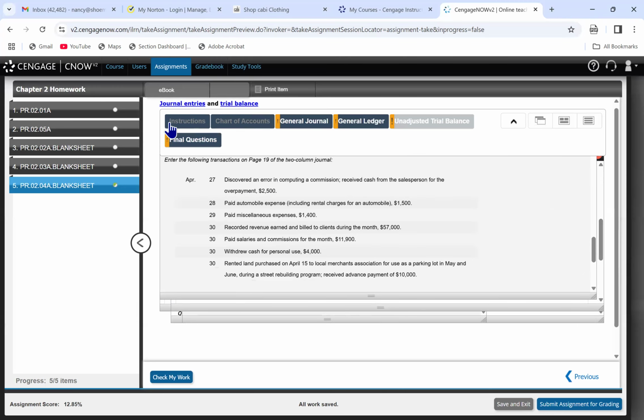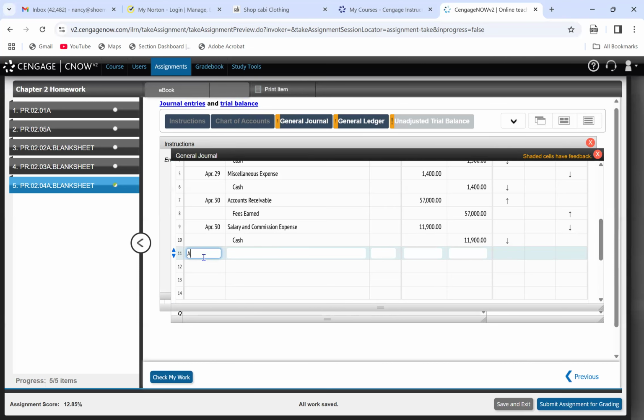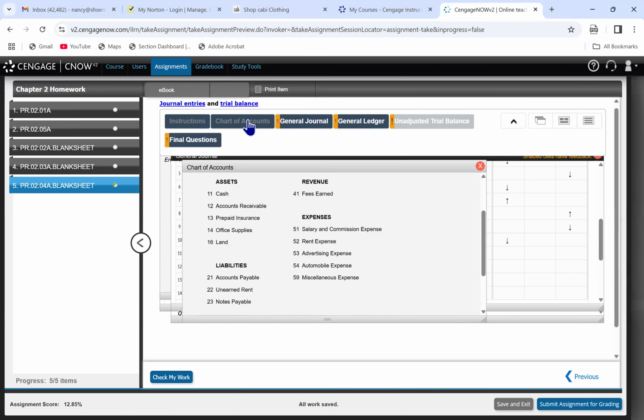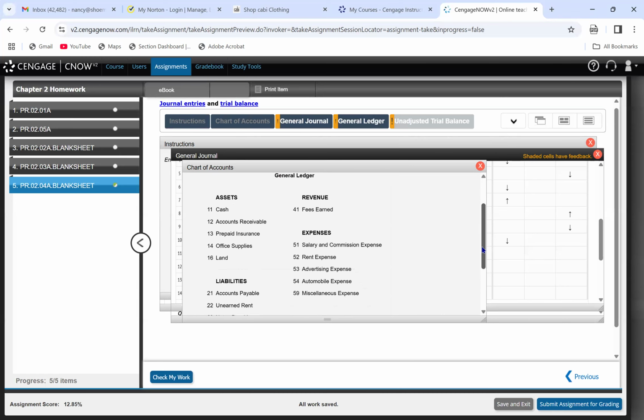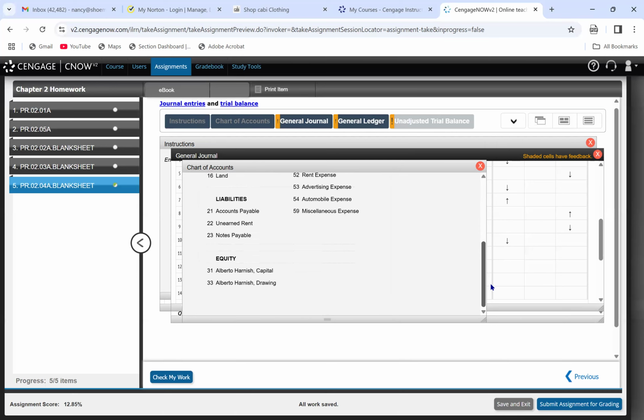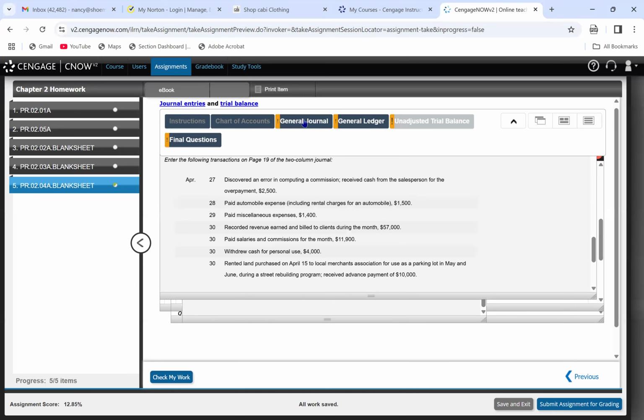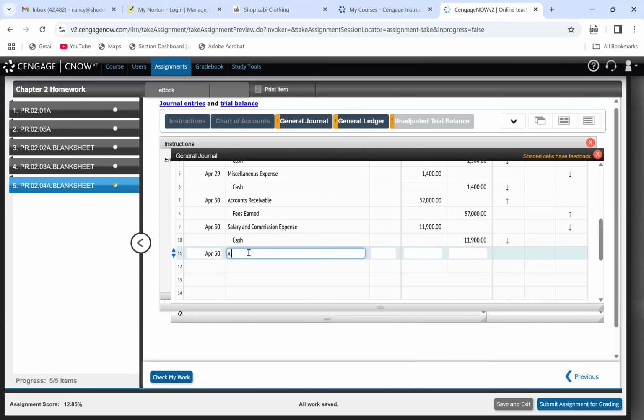Then we've got withdrew cash for personal use, 4,000. April 30th, we will have the drawing account to be Alberto Harnish drawing of 4,000. Alberto Harnish drawing 4,000. And we'll credit our cash for 4,000.